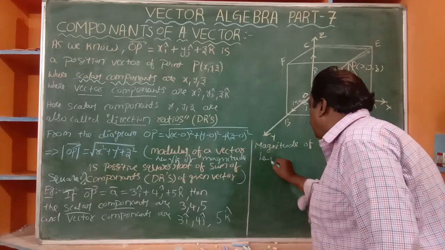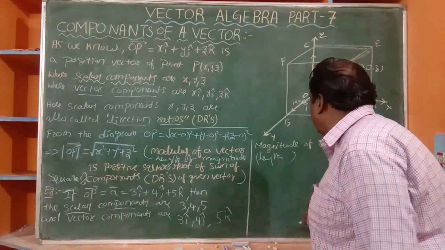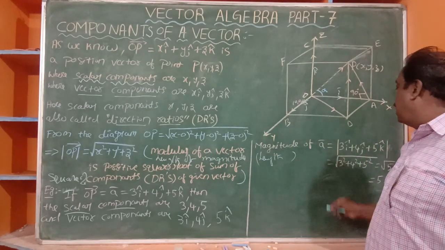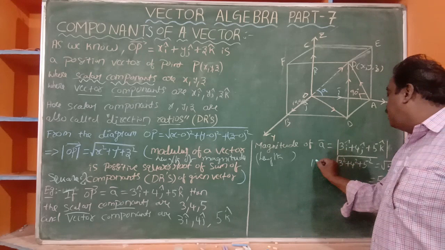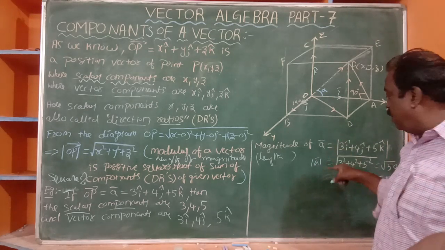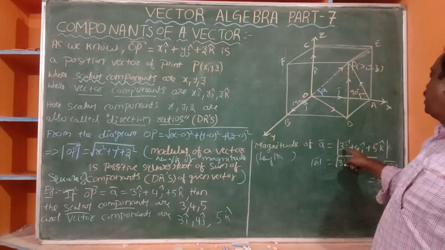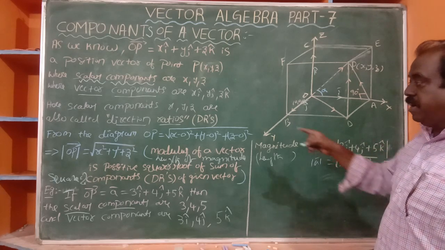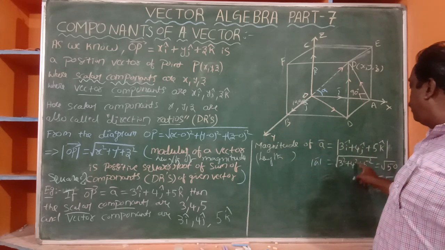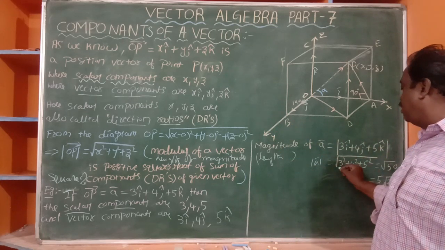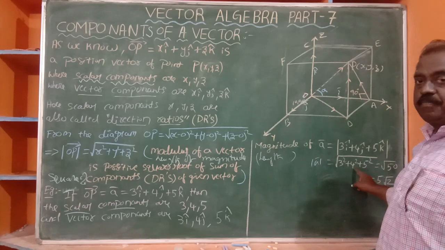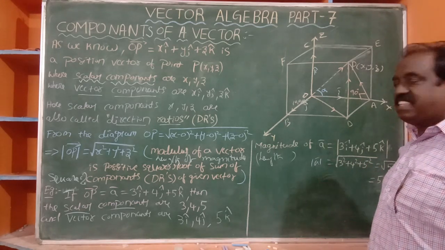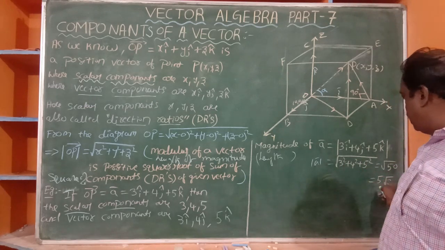Magnitude or length of a vector or modulus of a vector, all are the same. What is the modulus of this vector? The notation is also like this, with the modulus of A bar. The modulus of A bar is the modulus of 3i plus 4j plus 5k. And by definition it is root of 3 square plus 4 square plus 5 square. That is 9 plus 16 plus 25. That is 50. Root 50 is 5 root 2. So its length is 5 root 2.